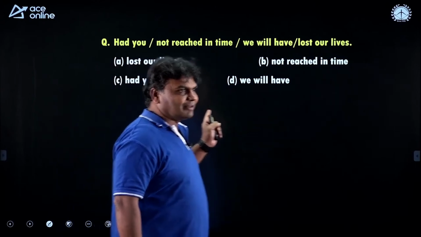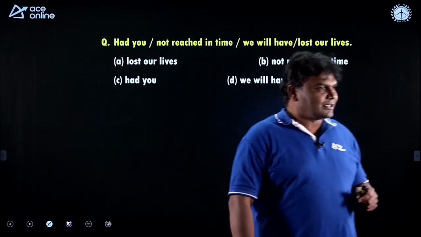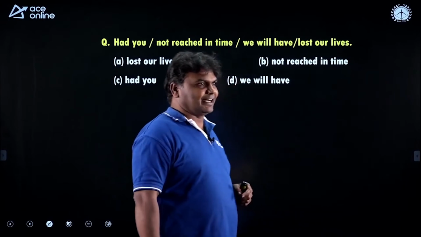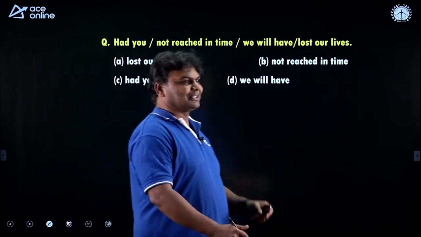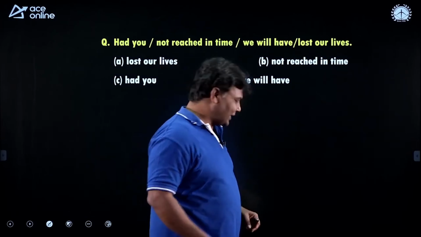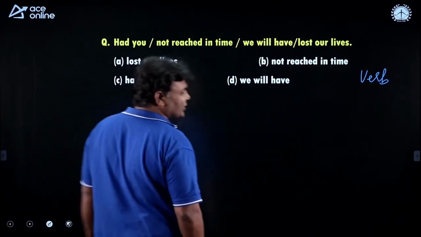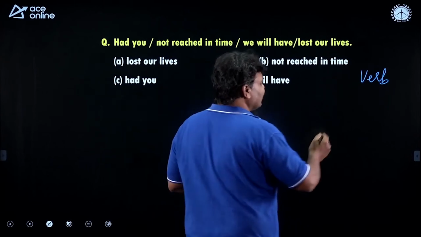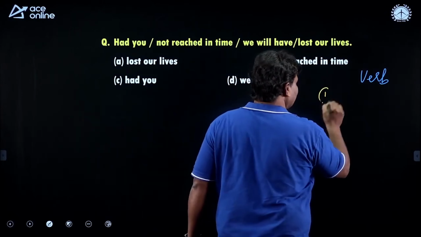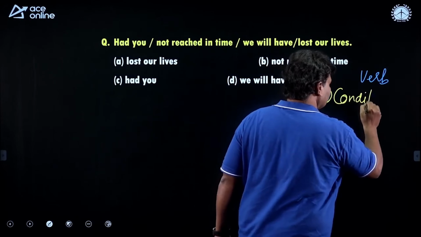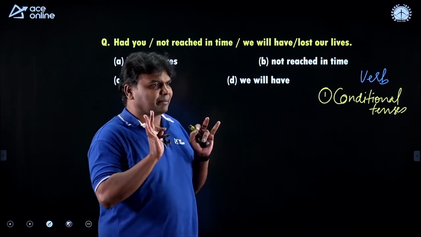Okay, I'll go with that one and see. Anyone else? Let me also check with the others. Yes, another student, Naresh Reddy, you also have said the error is in C. Had you not reached in time, we will have lost our lives. This question is taken from the verb chapter. A simple chapter, students, under which you have tenses, narration, active voice and passive voice. One of the contents is conditional tenses, which takes just 35 minutes in this chapter.